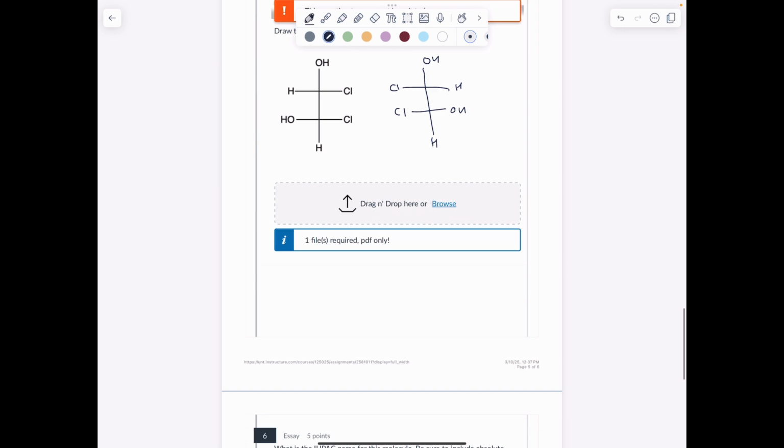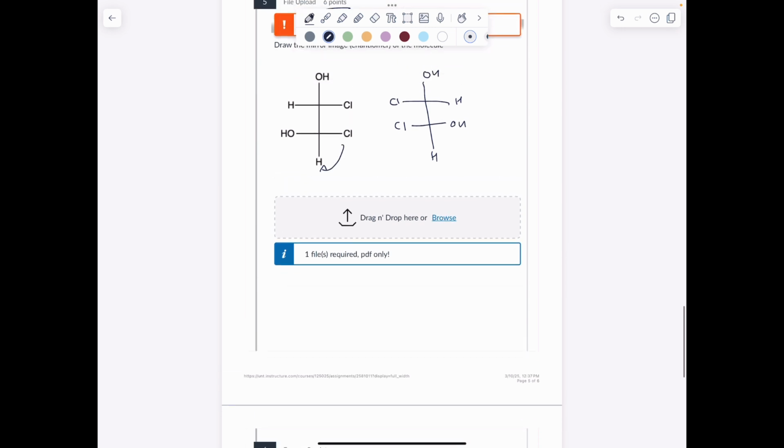Another thing, again, is you can swap 2 groups. We'd have to swap 2 groups on both of them. So if you instead had hydrogen, OH, chlorine here and hydrogen here, OH here, and chlorine there, that should also be an enantiomer.